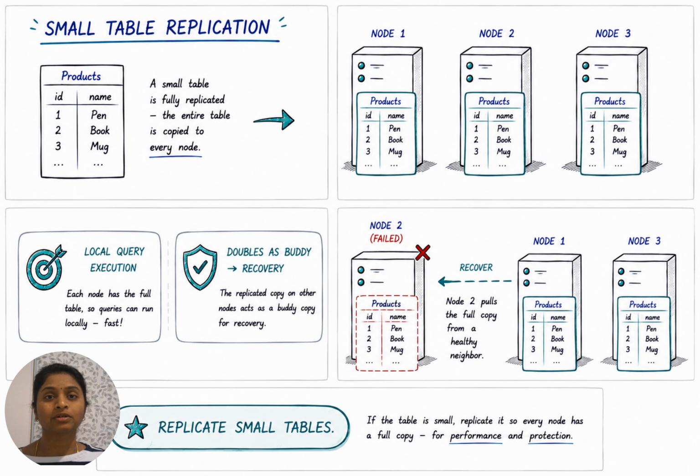So here is the rule of thumb. Big tables, segment them and spread the load. Small tables, replicate them so every node has a full copy. That closes the segmented versus unsegmented loop. I hope everyone got a clear picture.